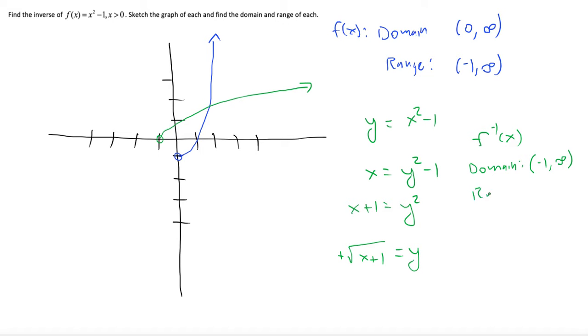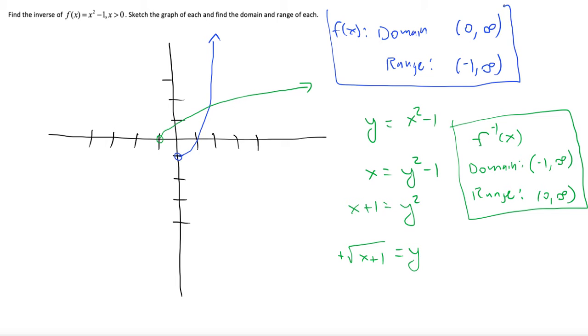And what is the range? The range of our inverse is the y values. We start at 0, so 0 to infinity. Look at the domain and range of the function and the domain and range of the inverse. What do you notice? We notice that they're switched. The domain of the function is equal to the range of the inverse, and the range of the function is equal to the domain of the inverse.